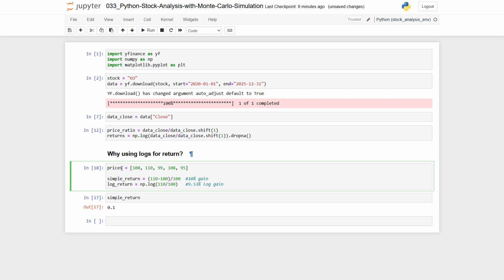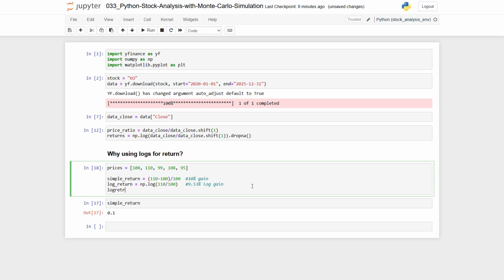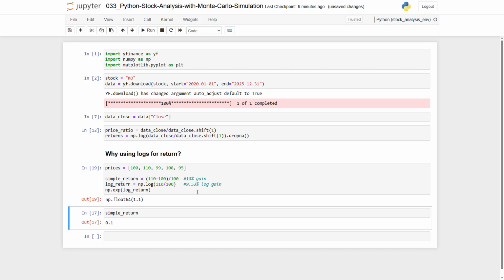Then why am I using here log returns, which is somehow not exactly correct, but it can be correct if I use something like this. If I use np.exp of log return, yeah, it is correct, and I can even remove the one, so it's perfect. Yeah. And let's consider this 0.1, 10% exactly. This is not a mistake of Python.